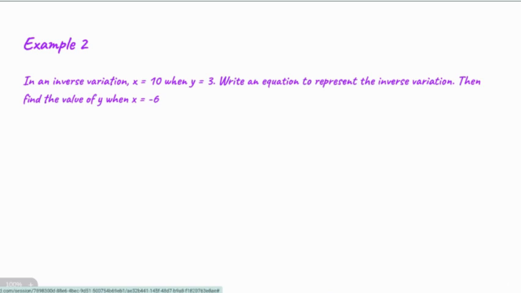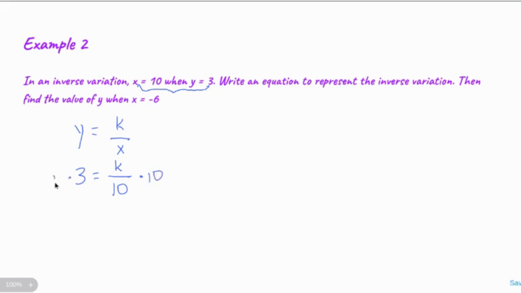In an inverse variation, x equals 10 when y equals 3. Write an equation to represent the inverse variation, then find the value of y when x equals negative 6. So we're going to return to that equation, y equals k divided by x. This is our general form. We're going to use this initial set of values. Y equals 3, so it's going to go there. We don't know what k is, but that's always going to be your first goal: find out what k is. And x equals 10.